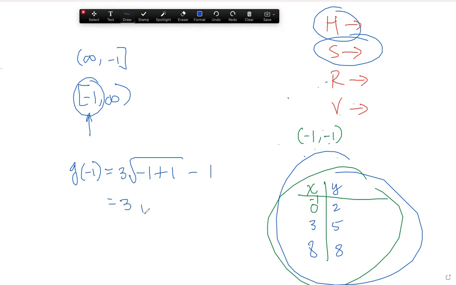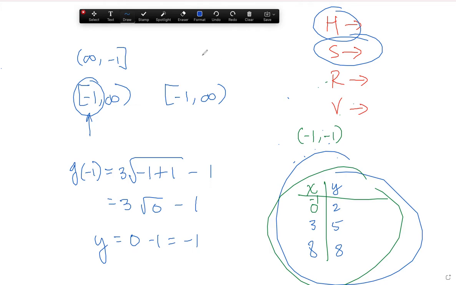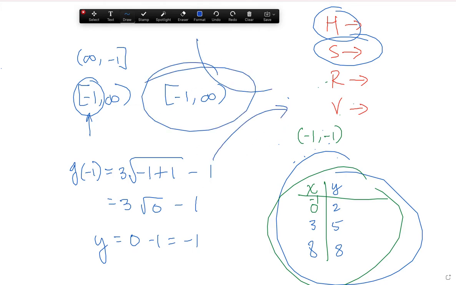That's going to say 3 times the square root of 0 minus 1. So then this is going to say 0 minus 1, which is negative 1. So this is a y value. So the y also is going to start at negative 1 and end up at infinity because the trajectory of your graph is correct. It's going to go up. It's not shifted over the x-axis, so it's not going to look like this. It's going to look like that, so it's going to go up to infinity. So the range is also negative 1 to infinity, where we include negative 1.